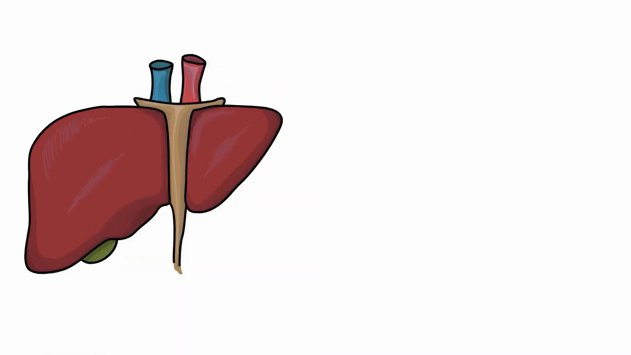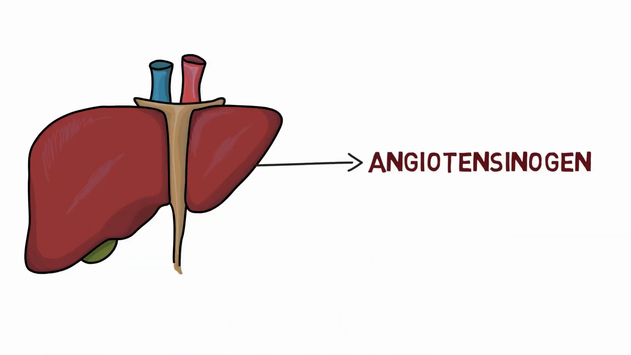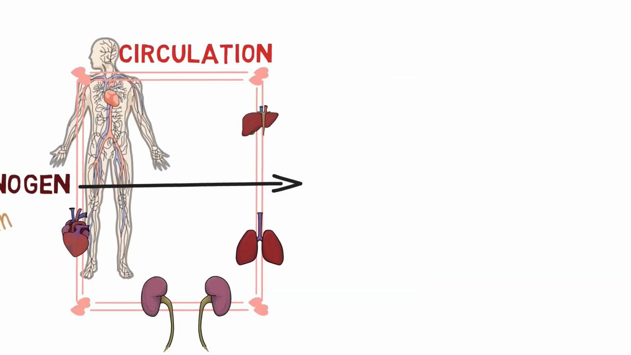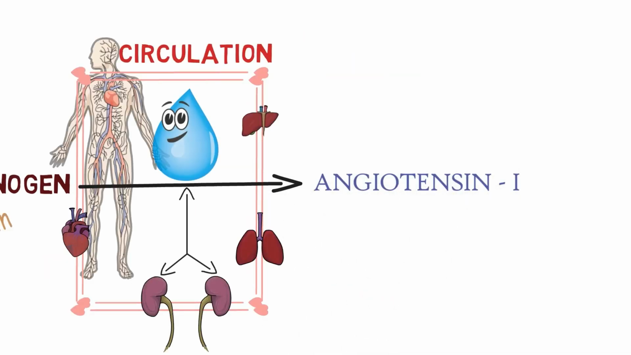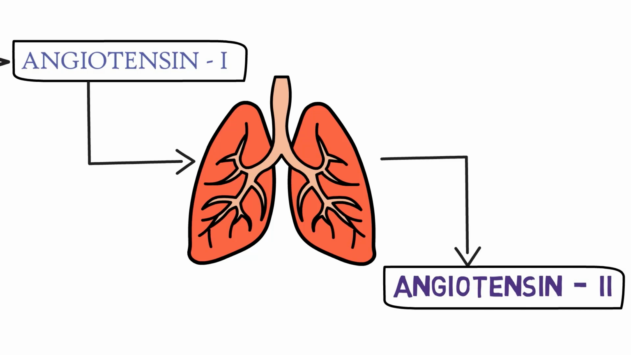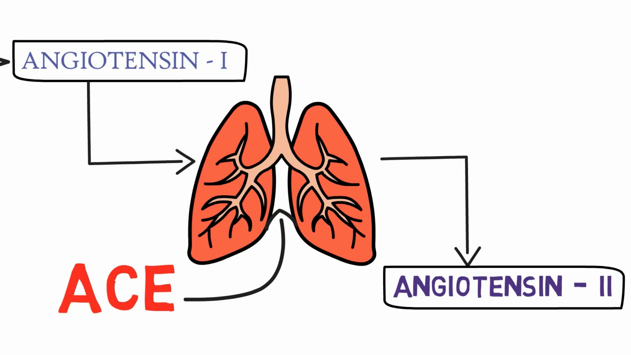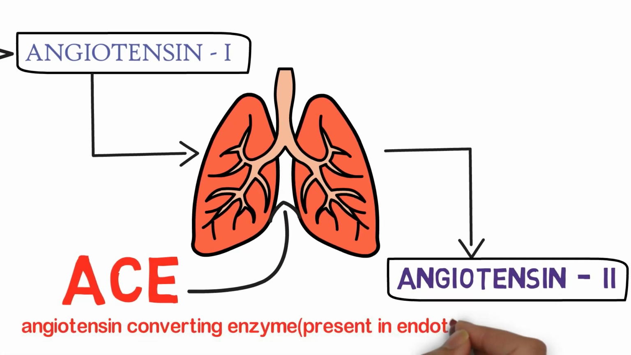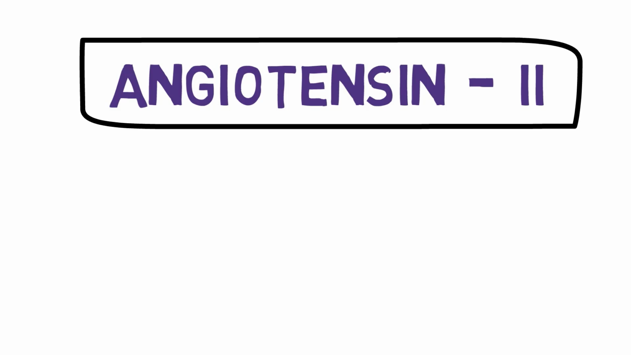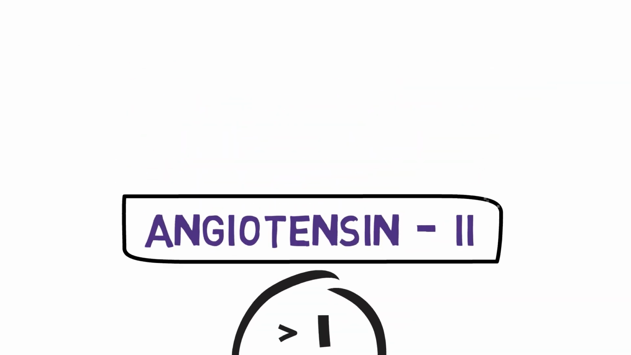Meanwhile, our liver always produces angiotensinogen, which is a plasma protein. It stays in an inactive form. Whenever it comes to circulation, it is converted to angiotensin I by the action of renin. This angiotensin I goes through the lung and becomes angiotensin II by the action of angiotensin converting enzyme. This angiotensin converting enzyme is normally present in the endothelial cells of our lungs. Now we have our desired angiotensin II. Let's see how it works.